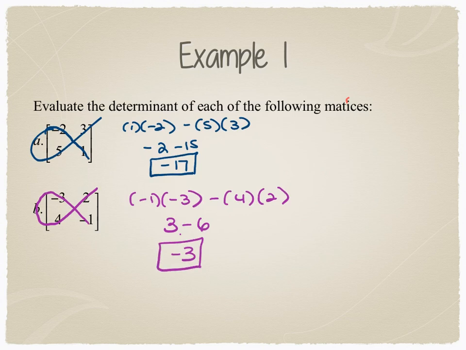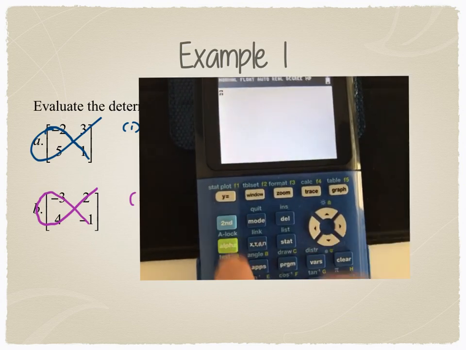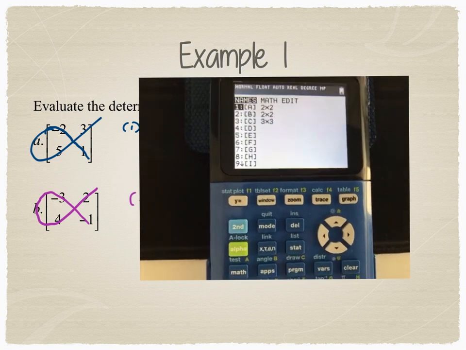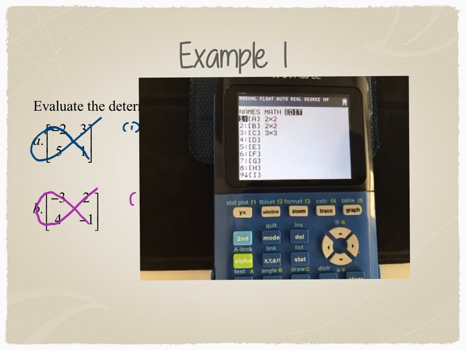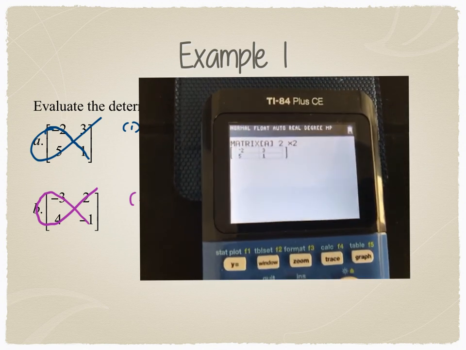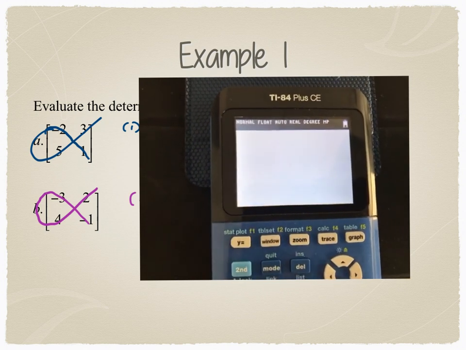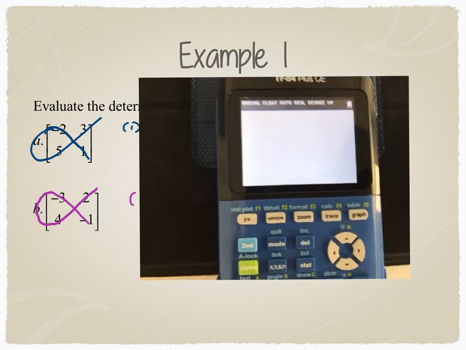You can also check these answers using your graphing utility or graphing calculator. So you're going to go to that matrix menu, which is second, x to the negative 1. You're going to go over to edit, make it a 2 by 2, and enter in the matrix. So I did A here, which is negative 2, 3, 5, 1. Get out of that menu, hit second matrix.